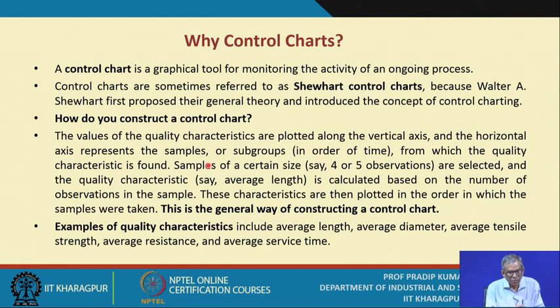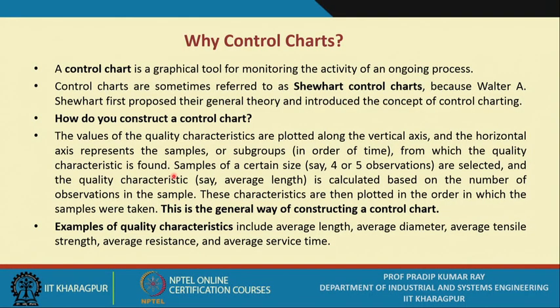And you have to draw these samples as the process is on. That means the time order is to be mentioned. If you say it's the first sample, that means the first sample is drawn first. If you say it's the second sample, that means the second sample is drawn next, like this. So, time order is to be mentioned. So, the x-axis represents the samples from which the quality characteristic is found.